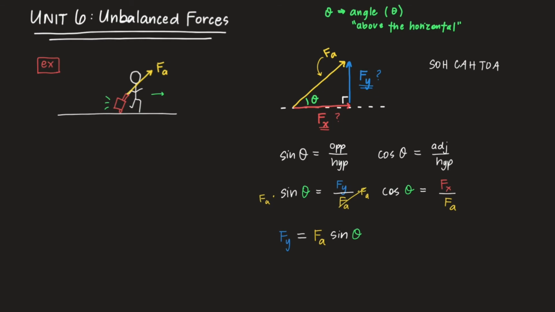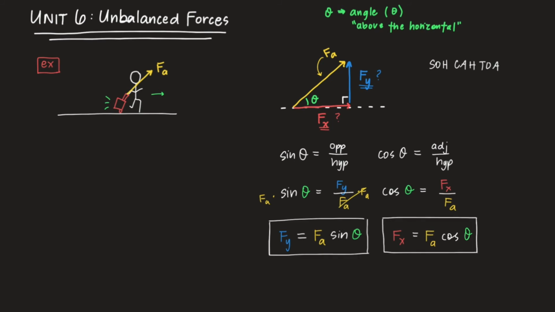So then by the same argument, the Fx is going to be equal to, because we multiplied the Fa over to the other side, Fa times the cosine of our angle above the horizontal, which is just theta, that angle symbol. So these two equations are going to be very, very helpful, not only in this unit, but also as we go forward, because these two ideas of components, the y component and the x component, can be applied to any vector. So next unit we'll be talking about these in the context of velocity.